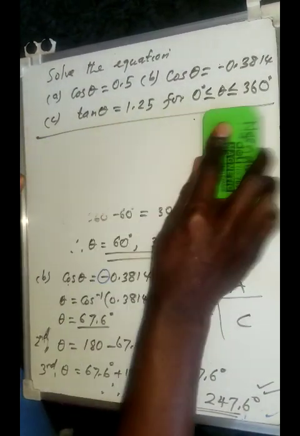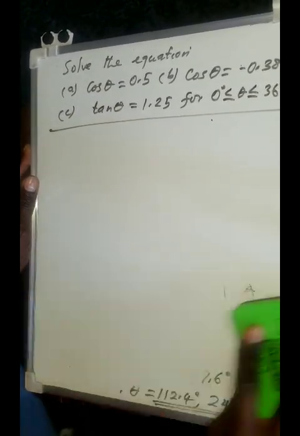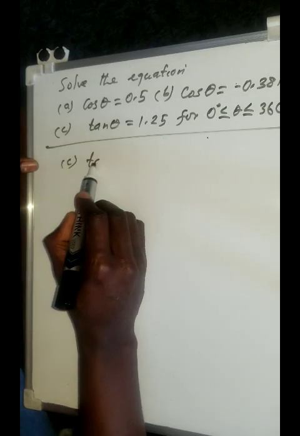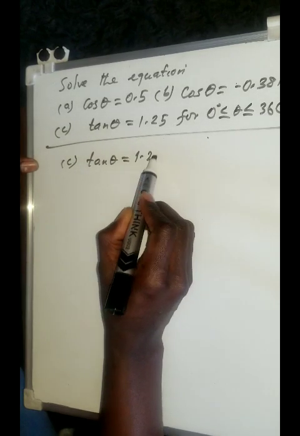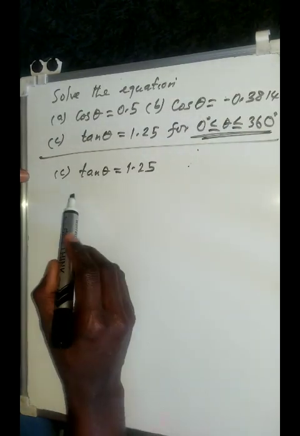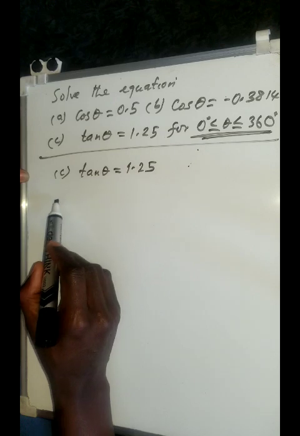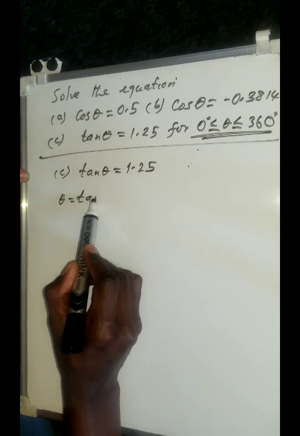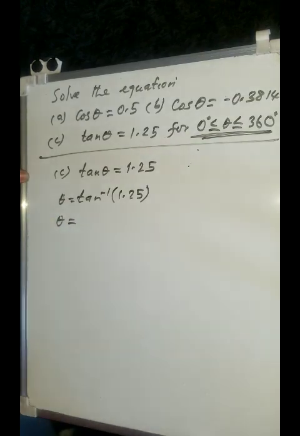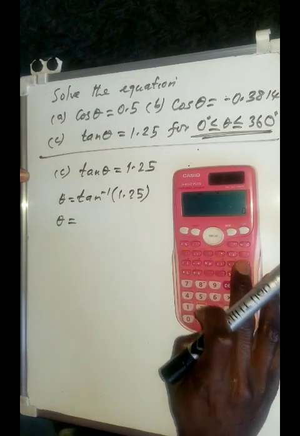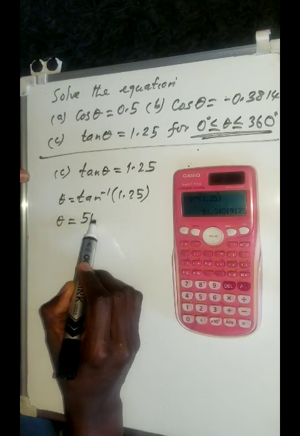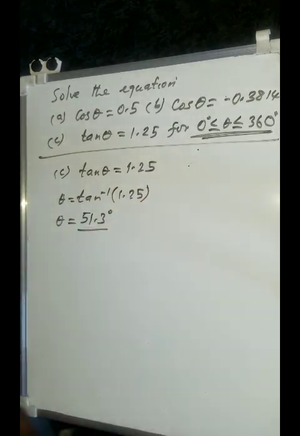Let's conclude and look at the C part there. The C part there says they want us to solve tan theta is equal to 1.25. Remember, they have given us that range. It is the one that is actually guiding you. So find the angle in the first quadrant. That is the first step. So theta will be equal to tan inverse of 1.25. If you look at that, shift and tan of 1.25, it is giving me 51.3 degrees. So this is the angle in the first quadrant.